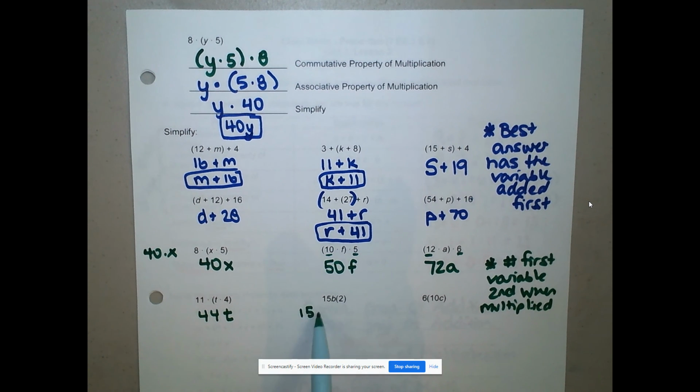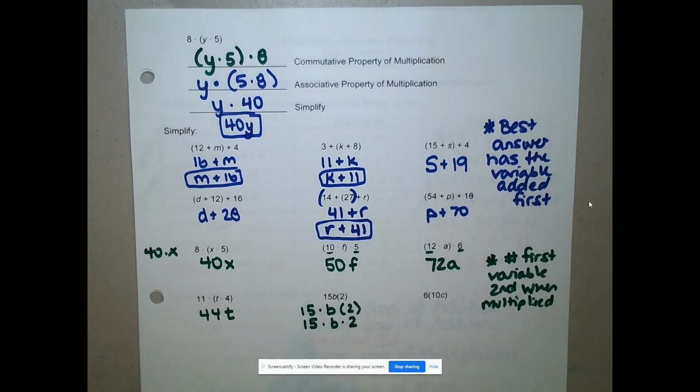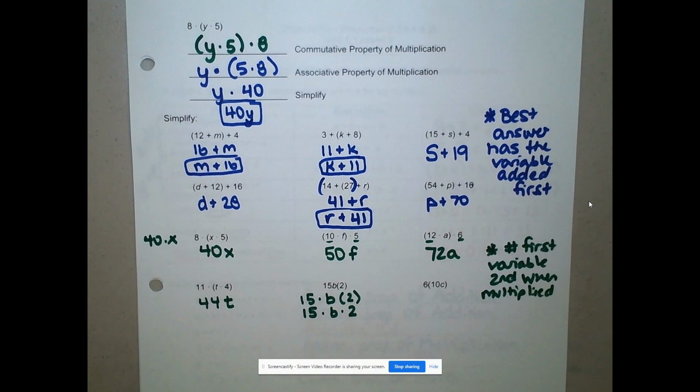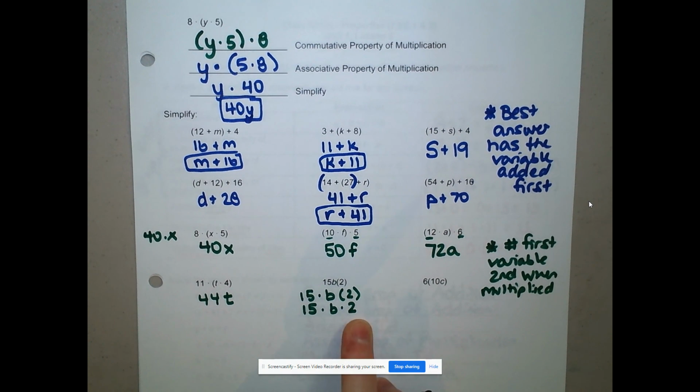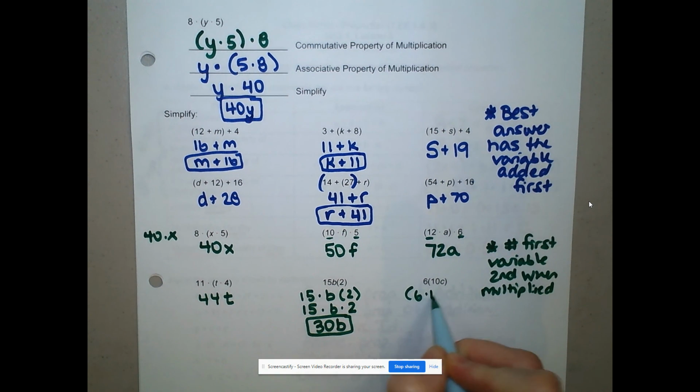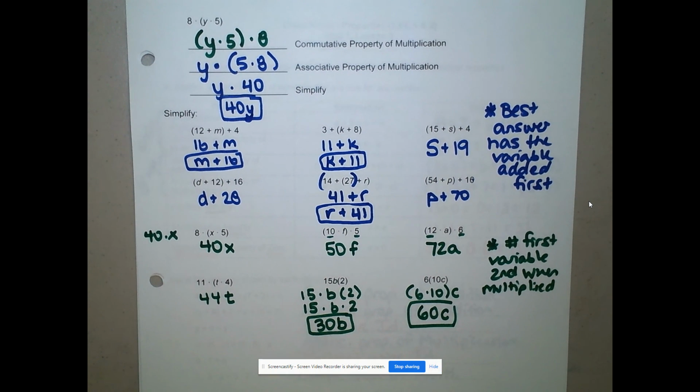This is the same as this or this. It's all multiplication. So we are going to tighten that up and say, okay, well, what is the 15 times the 2? It's 30. And then we put the b on there for 30b. But those all mean the same thing. It's just a different way of writing multiplication. Same over here, the 6 times the 10. We could regroup this and say, oh, I can do 6 times 10. It is 60. And then just tack the c on there.